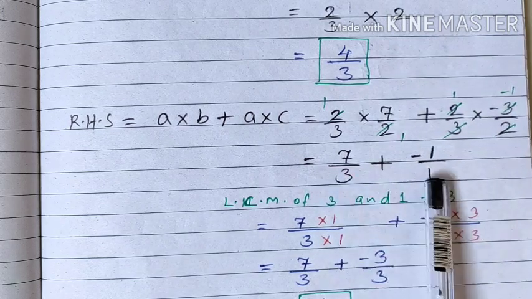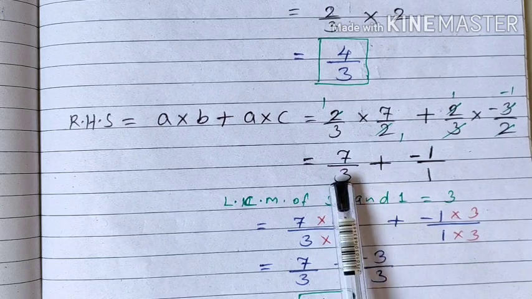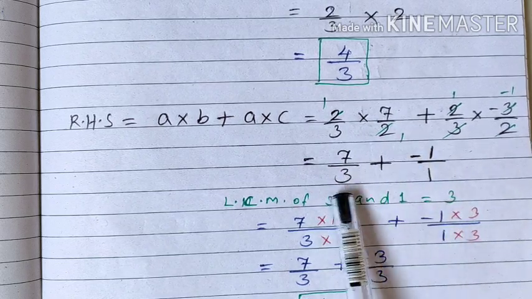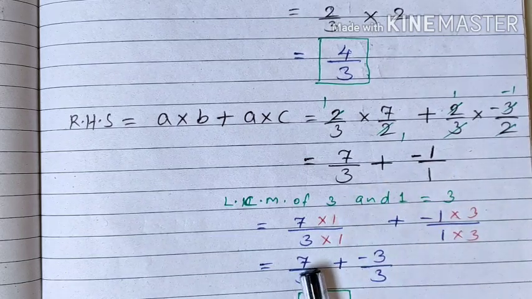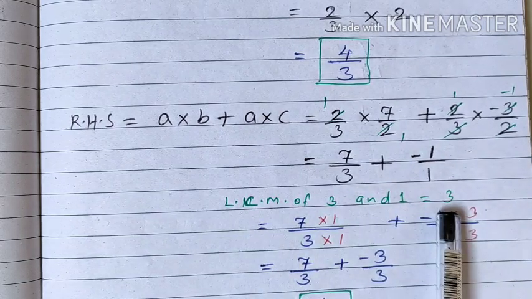Now to make an addition of these two, as we have learned in addition, if their denominators are different, we are going to take the LCM of the denominators, and it is 3.